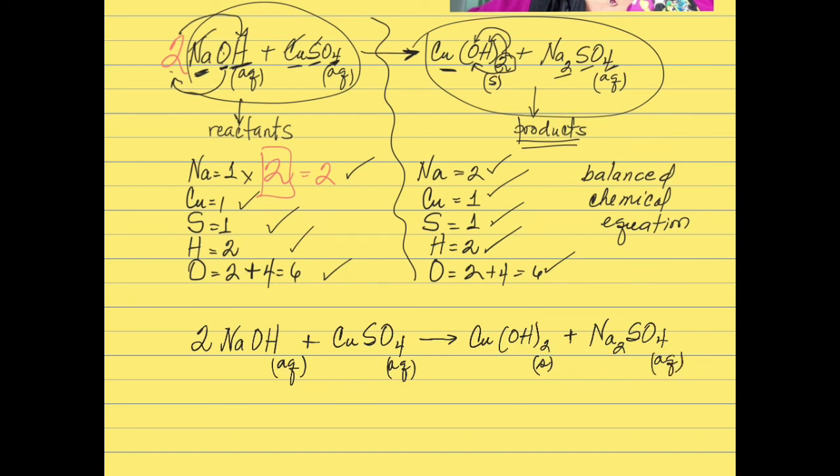Okay, by the way, you don't know that, but that's the main component that we use in soap. We use this chemical reaction just to make soap. Okay? And that's your balanced chemical equation.